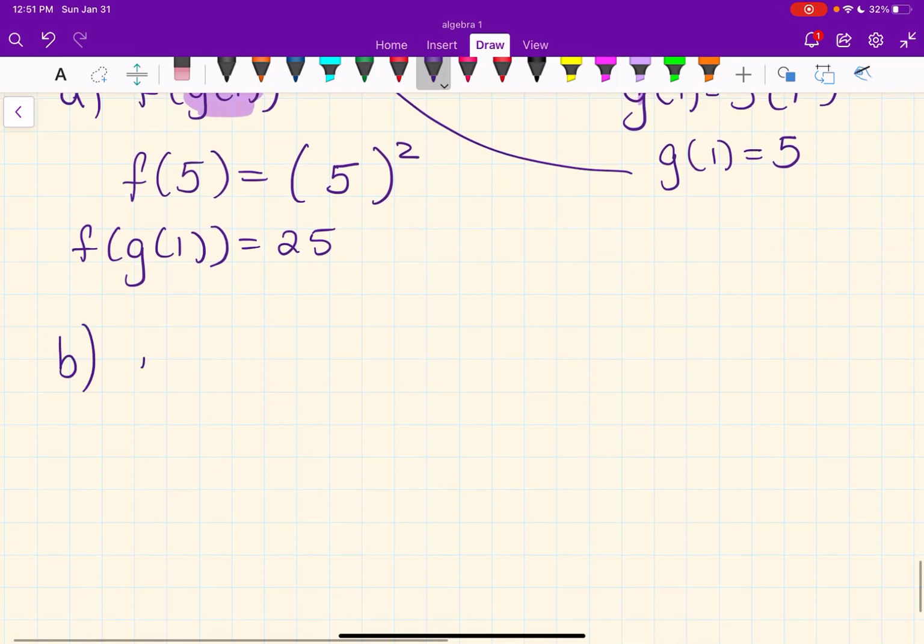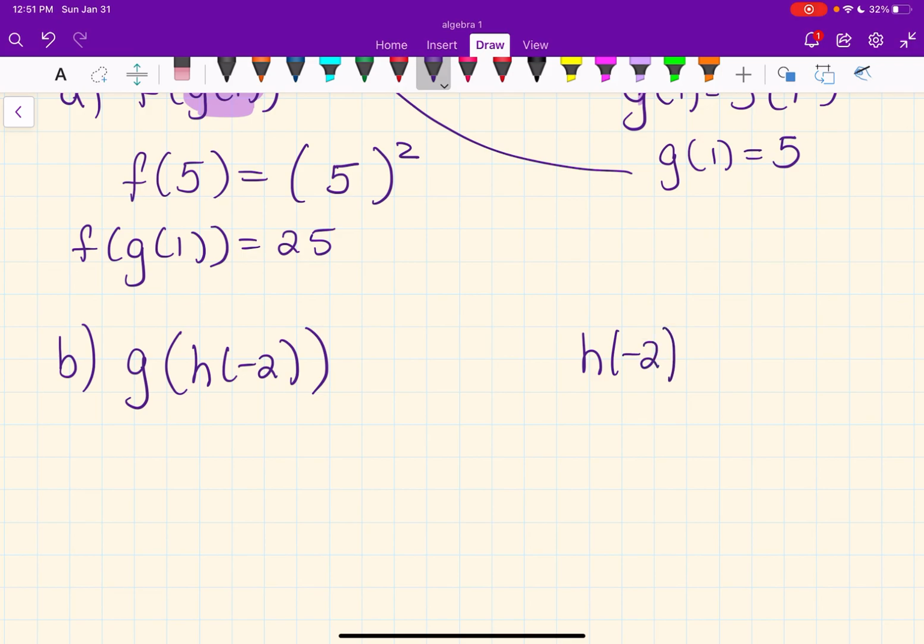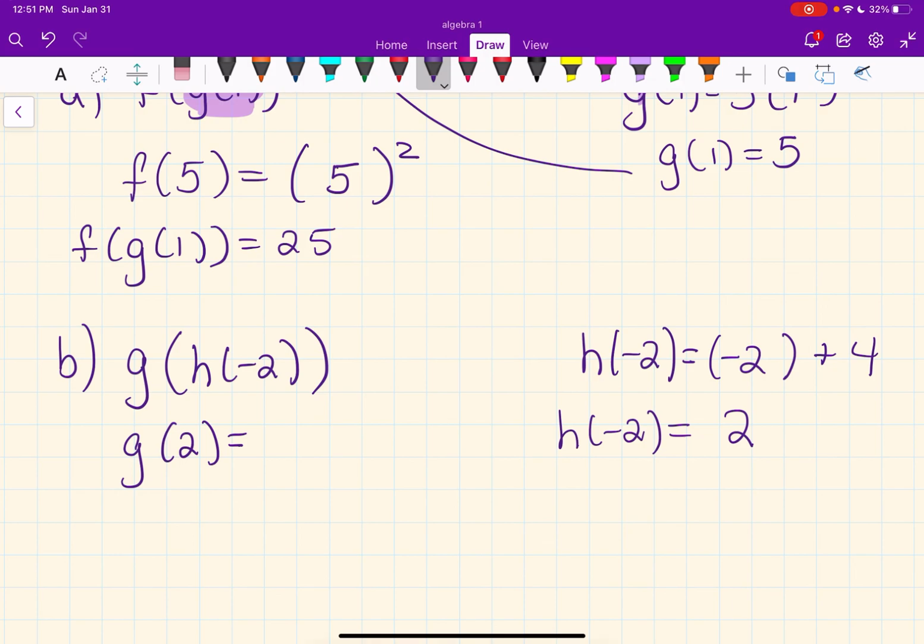B is g of h of negative 2. Again, I'm going to come over here and figure out what h of negative 2 is. H is blank plus 4, so negative 2 plus 4. So h of negative 2 is really just 2. So I come back over here and I do g of 2. And g of 2 is going to be 5 blank. Instead of the blank, I'm going to put a 2 in there. And so my final answer is g of h of negative 2 is 10.